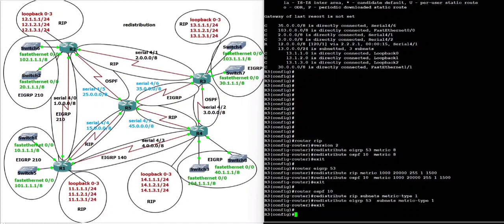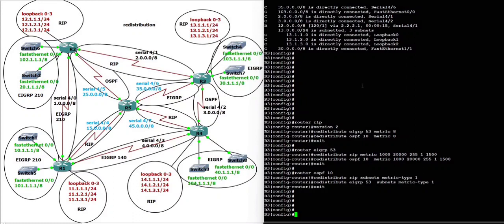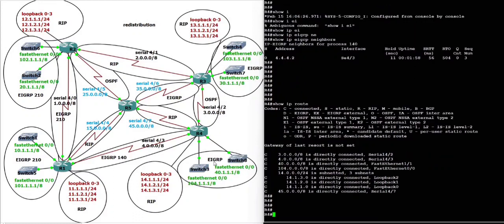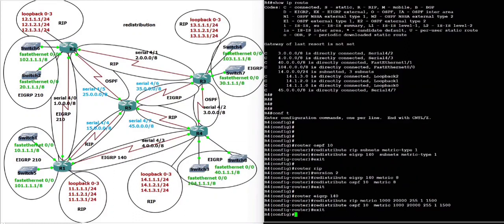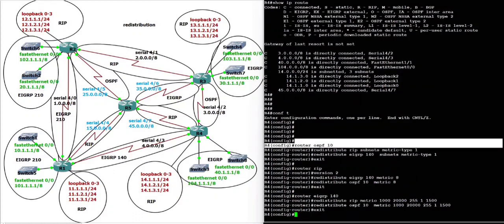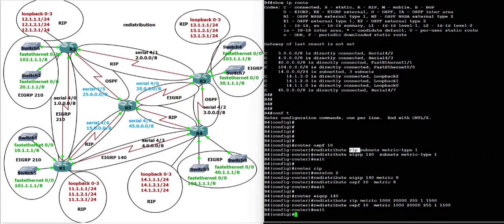Okay. Now on router 4, here we have also 3 redistribution: EIGRP, OSPF, RIP. Okay, come to the terminal. OSPF 10 redistribute RIP, EIGRP 140. In RIP, redistribute EIGRP 140 and OSPF 10. In EIGRP 140, redistribute RIP and OSPF 10.